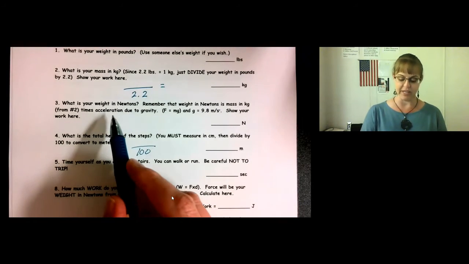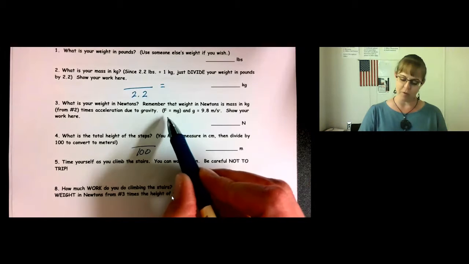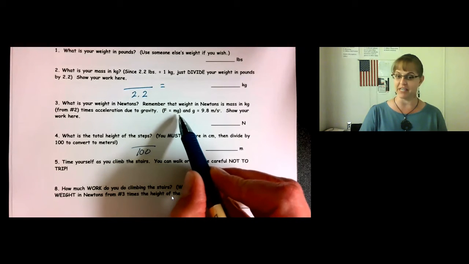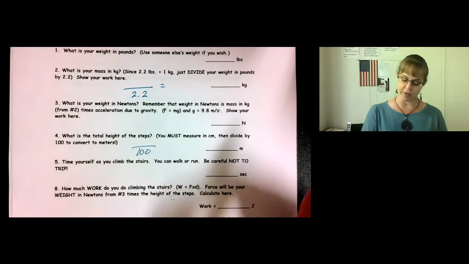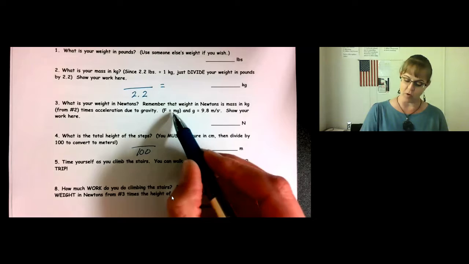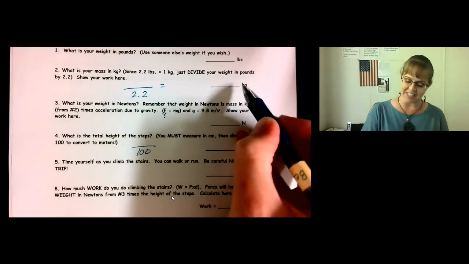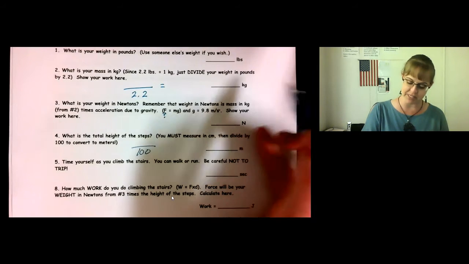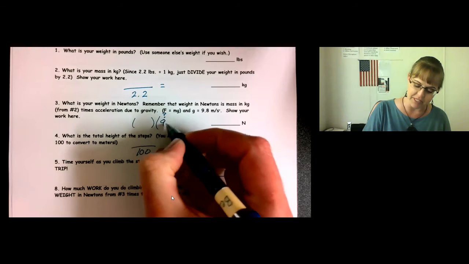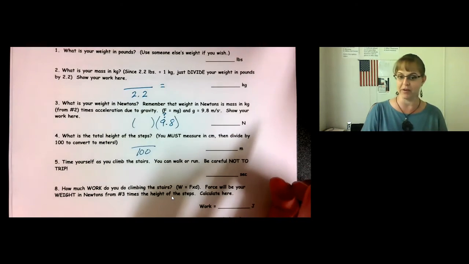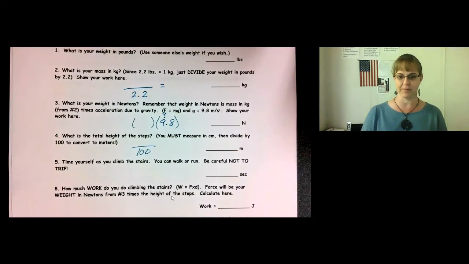Now number 3, we need to convert our weight in kilograms into newtons. Force equals mass times the acceleration due to gravity, which is 9.8 meters per second squared. So force is newtons, that's what we're looking for. Your mass is the mass in kilograms, so put your mass in kilograms times 9.8 meters per second squared. Do your math and put your answer here under newtons.